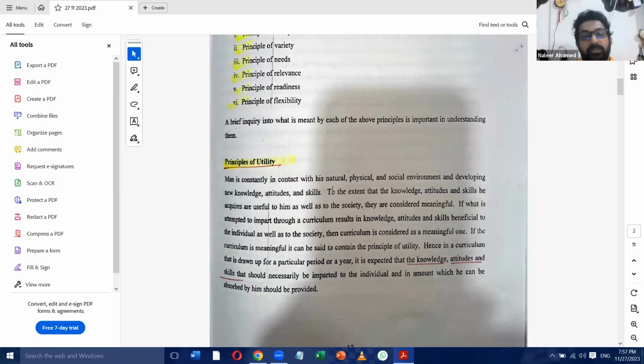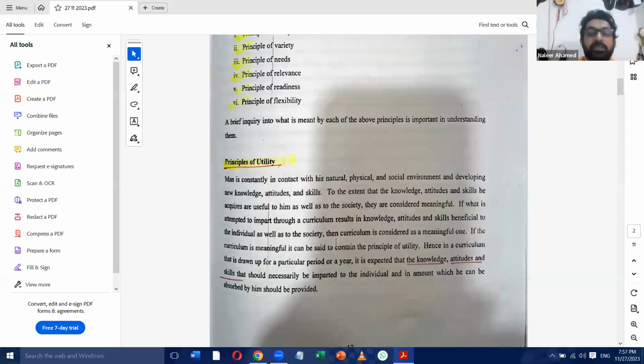If the curriculum is meaningful, it can be said to contain the principle of utility. Hence, in a curriculum that is drawn up for a particular period or a year, it is expected that the knowledge imparted to the individual is in an amount which can be absorbed by him. So it should be practicable, something that you can practice in a human's life or in a society. So that should be the principle of utility.